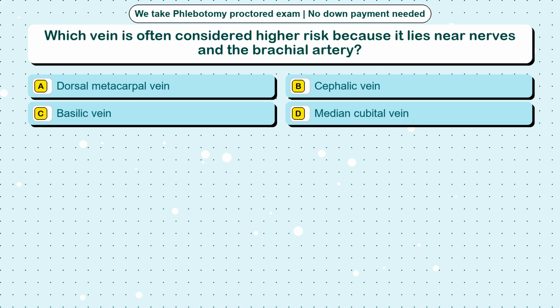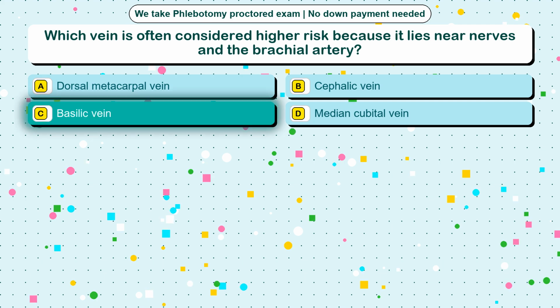Question 81. Which vein is often considered higher risk because it lies near nerves in the brachial artery? Option A. Dorsal metacarpal vein. Option B. Cephalic vein. Option C. Basilic vein. Option D. Median cubital vein.